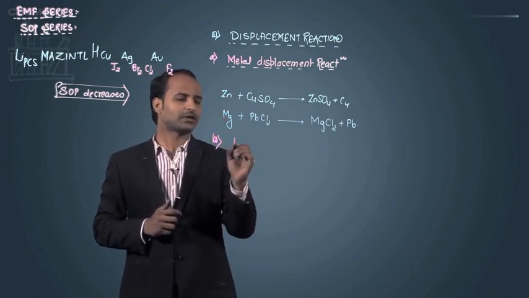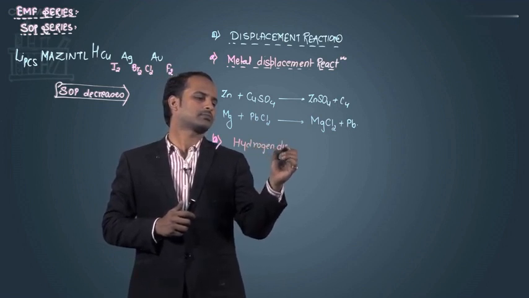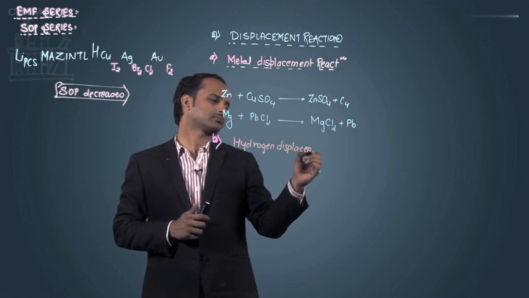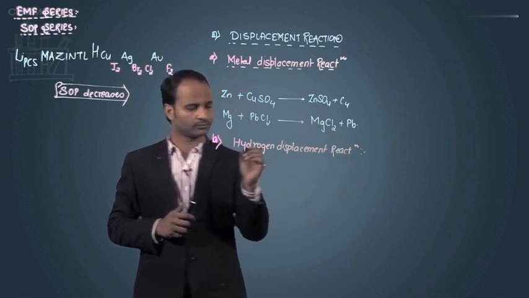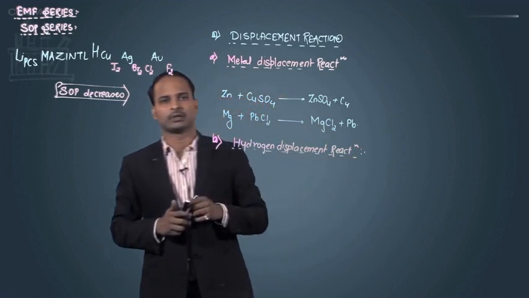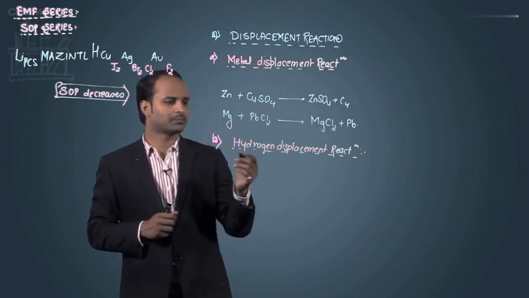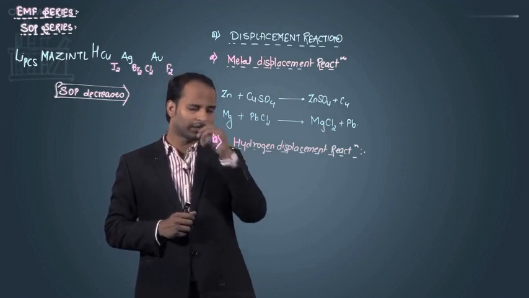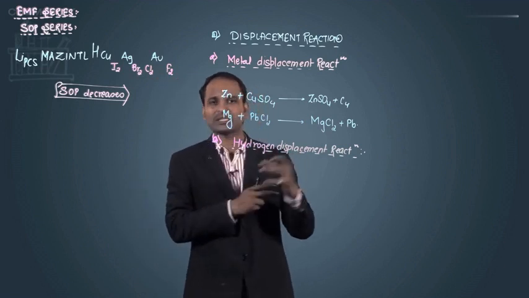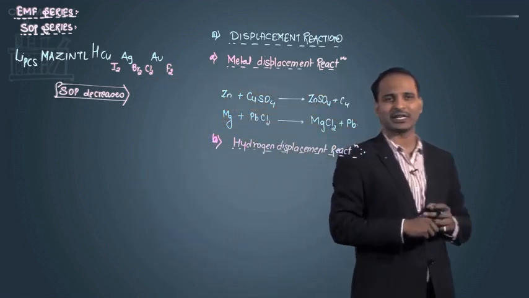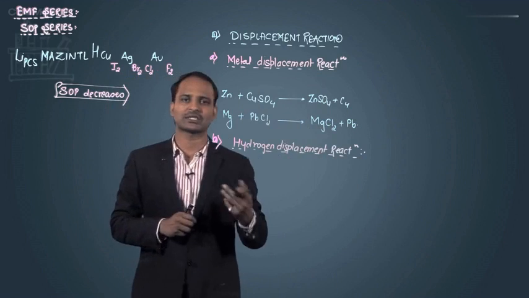The second one is the hydrogen displacement reaction. Here the hydrogen is displaced by some metal. In the hydrogen displacement reaction, the hydrogen gets displaced from its acid. Generally the majority of acids contain H+ ions. So there are certain metals which displace that hydrogen and produce hydrogen gas.